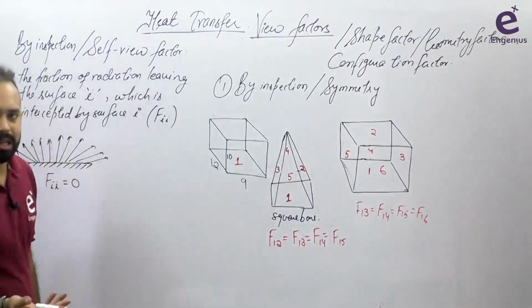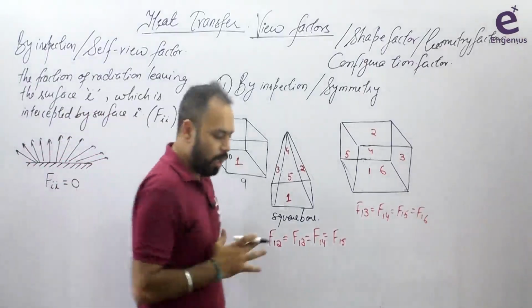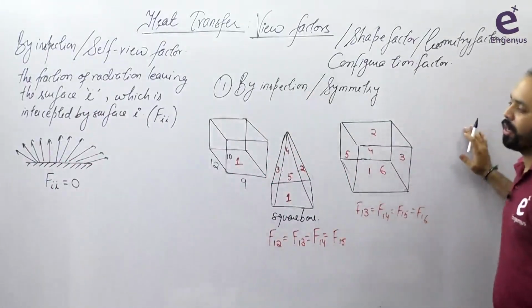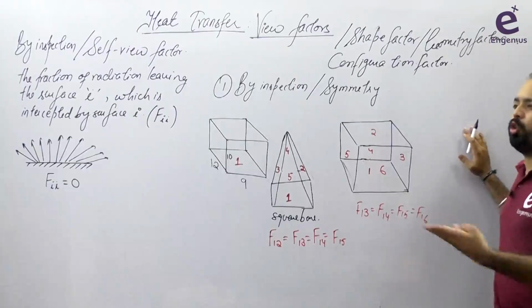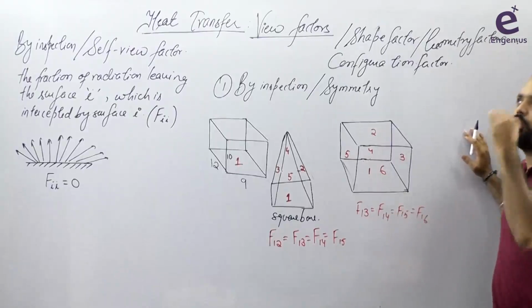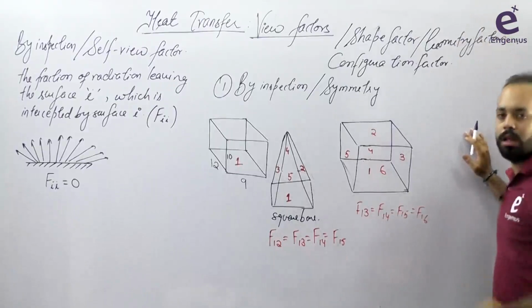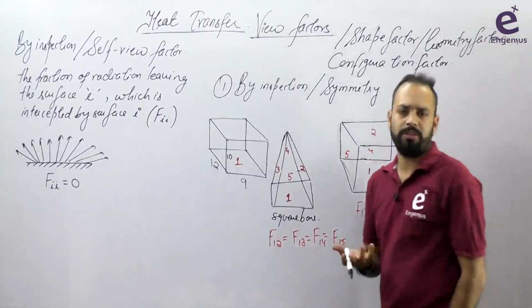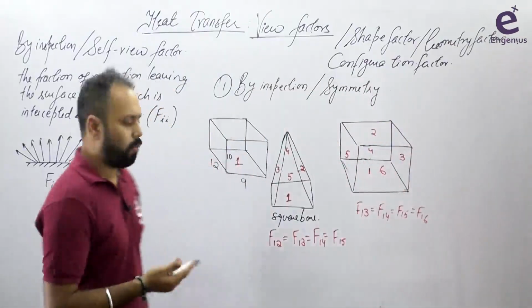This we find by inspection only, there is no calculation, this is inspection. That is why I have put this in the category of inspection: for a flat surface, self view factor is 0. Now imagine that you are lying on a floor with your eyes straight in the direction of the sky, right? Can you see yourself in that case? No, definitely not. So self view factor is 0.